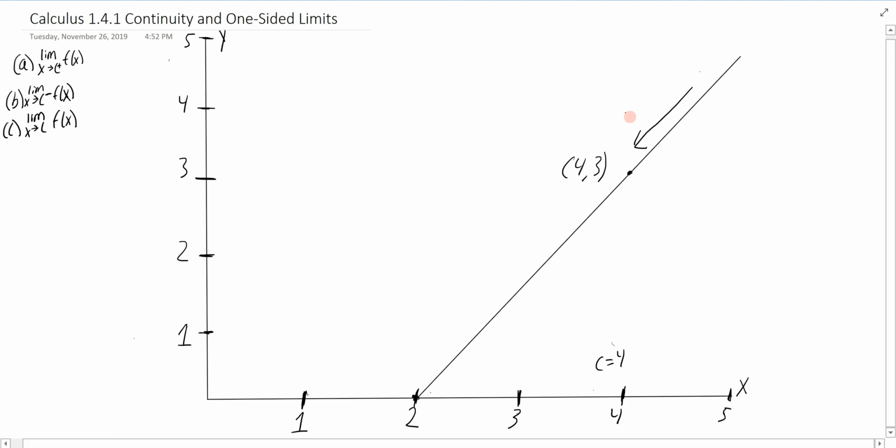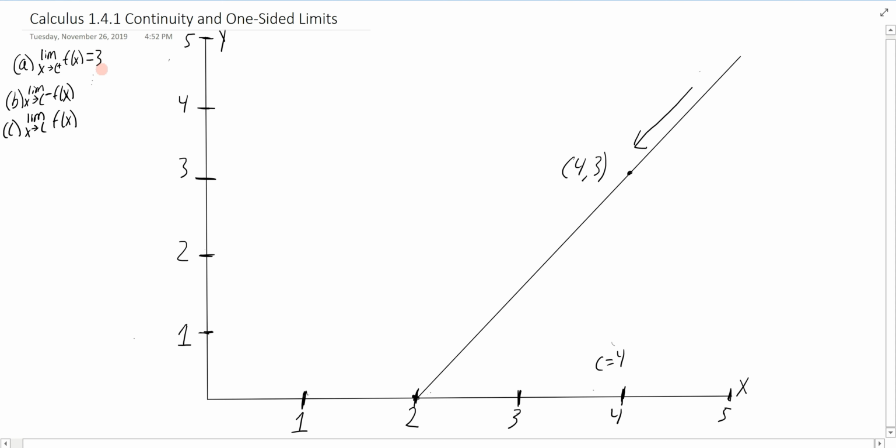Now in this example, we're pretty fortunate because this is a continuous function, and so we actually do have a value at 4. It's 3. So we can say in this case, the limit as x goes to c, or 4, from the right is just 3. And this is really the easiest type of question that we're going to be faced with.